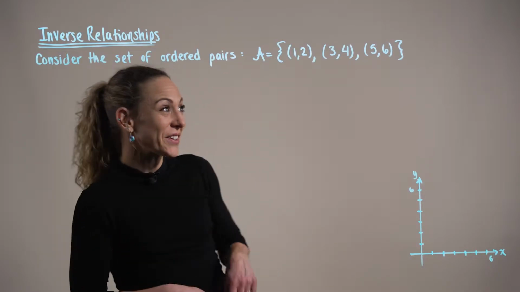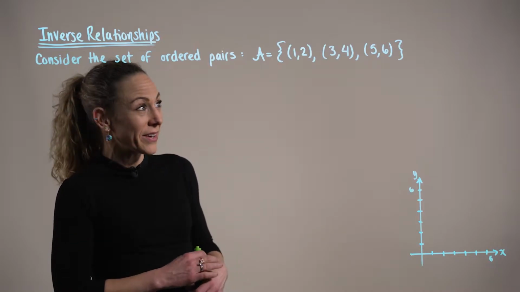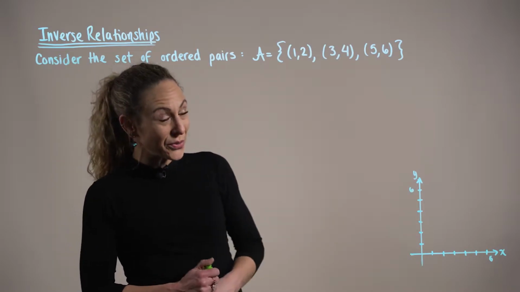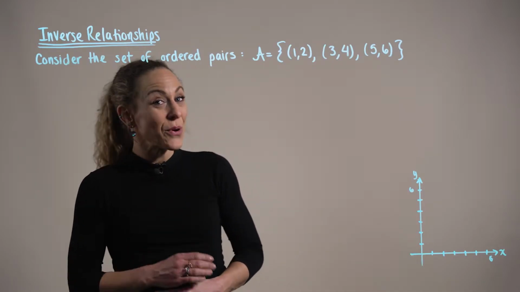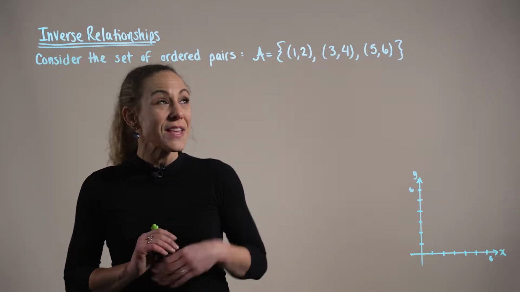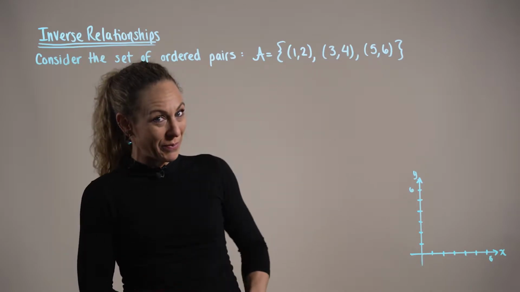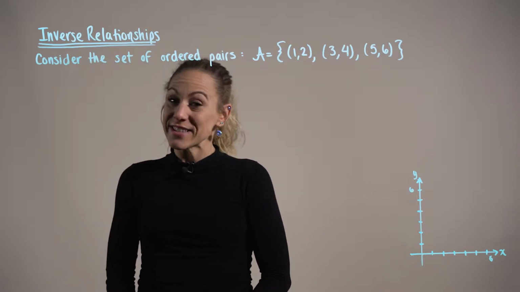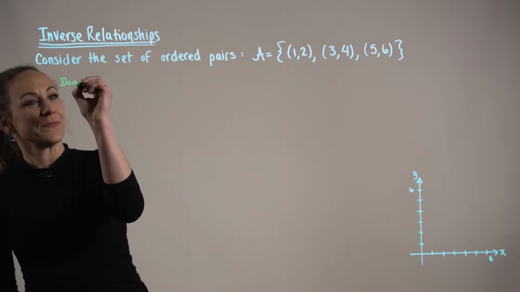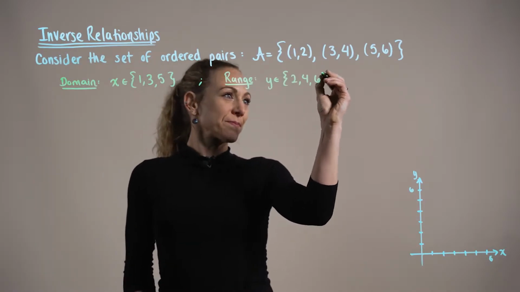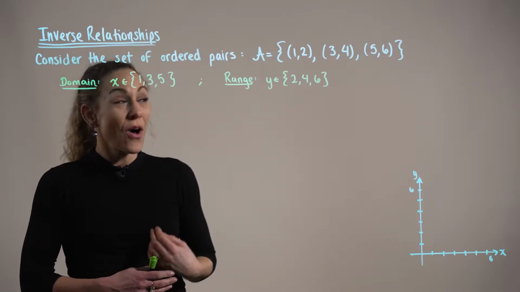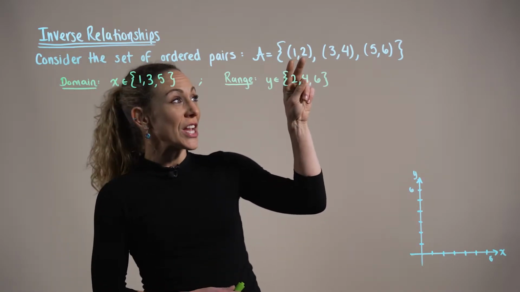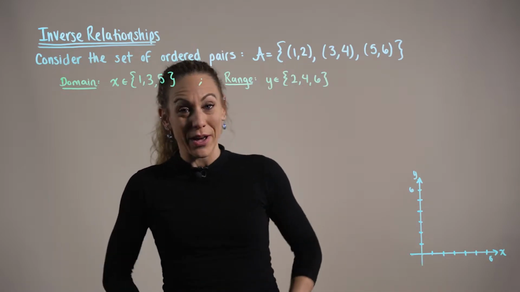So to get us started, let's consider the set of ordered pairs containing the points (1, 2), (3, 4), and (5, 6). Now we of course know that the domain is the set of all the x values of these ordered pairs, and the range is the set of all y's. Now to produce the inverse of this set of ordered pairs, all that we need to do is simply interchange or switch the x and y coordinates.